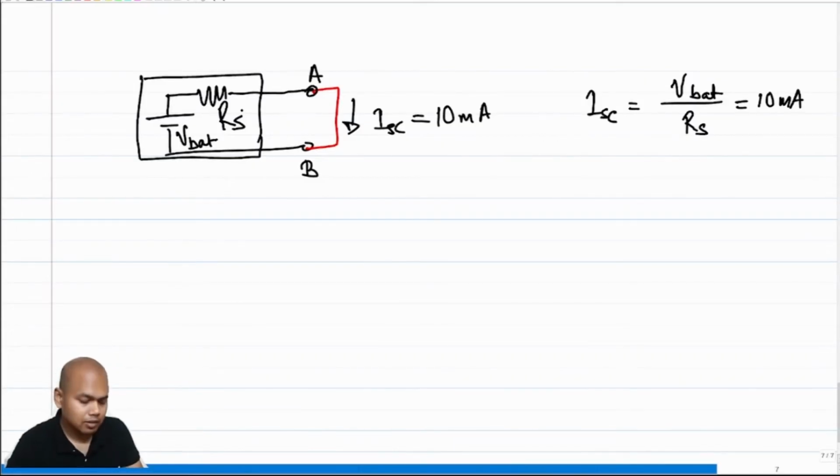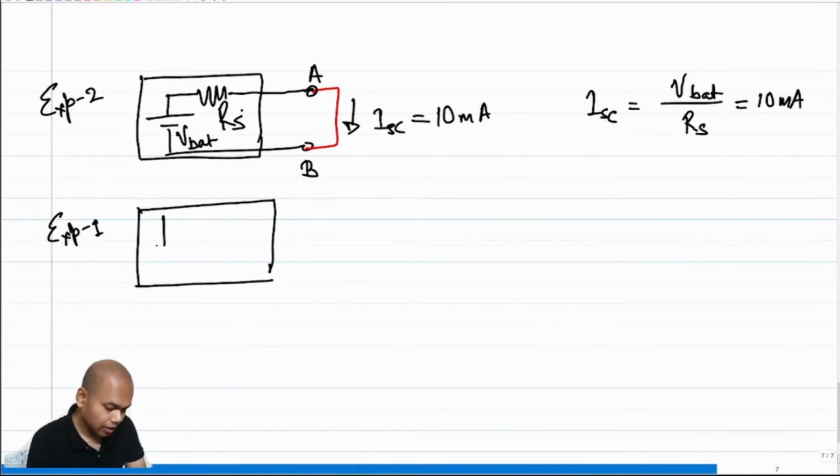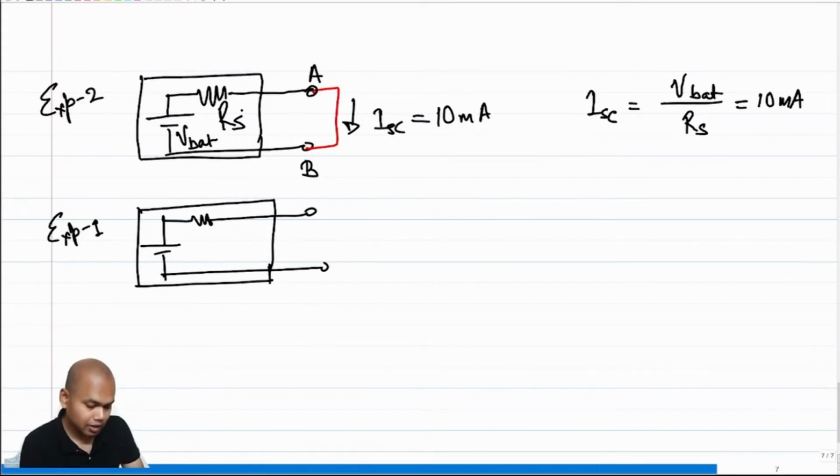What is V bat? From where do I know V bat? This was experiment 2, right? What was experiment 1 telling us? Experiment 1 was telling us that if this contraption was open circuited and I was measuring this voltage VAB, I was getting VAB to be equal to 1 volt.